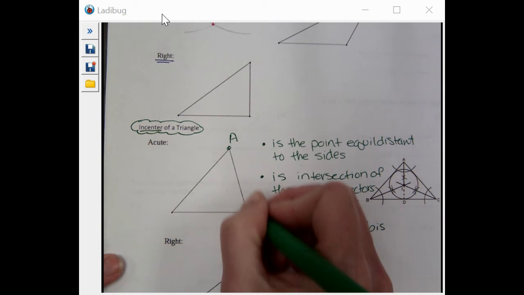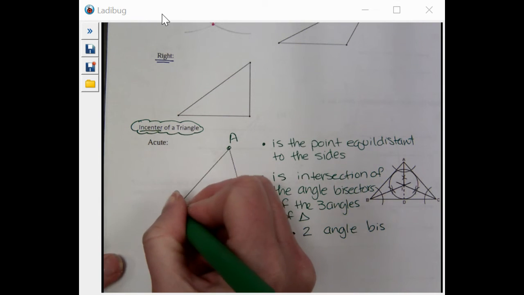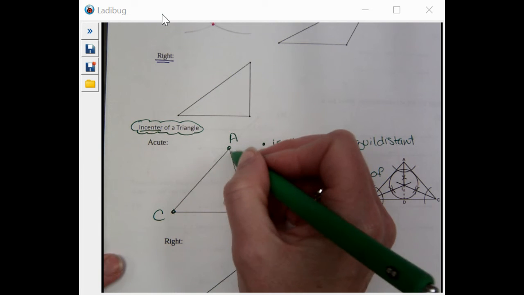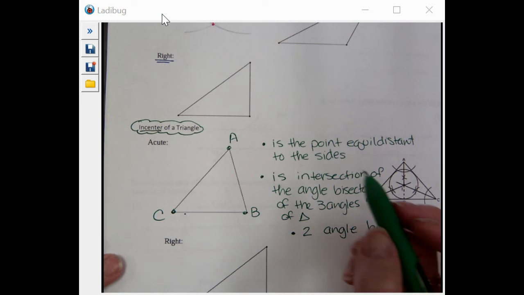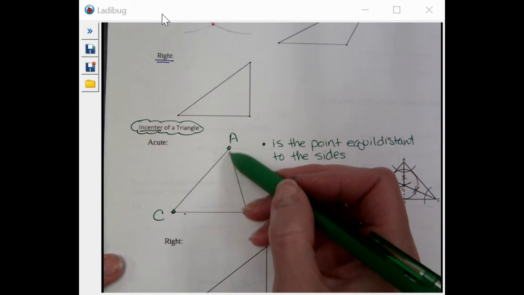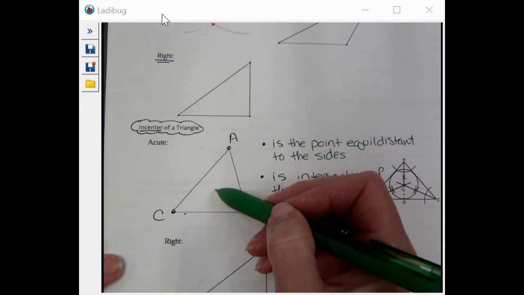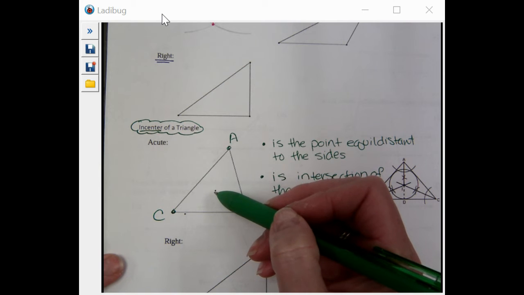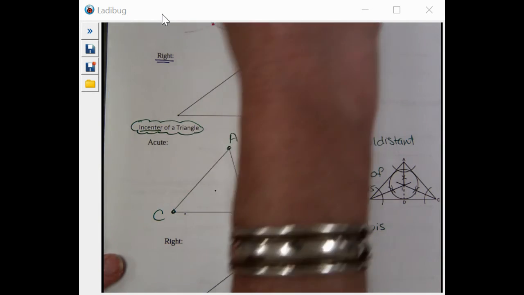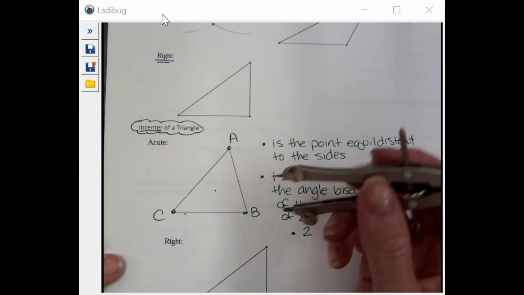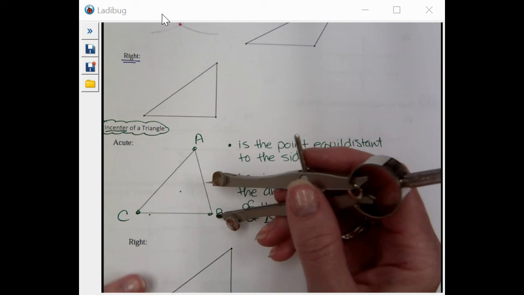I have 3 angles here. I've got A, B, and C. And I want to bisect my angle. That's when I split my angle in half. I want to do my angle bisector. You'll find that was construction number 6 on page 30 of our workbook. So let's do B first.